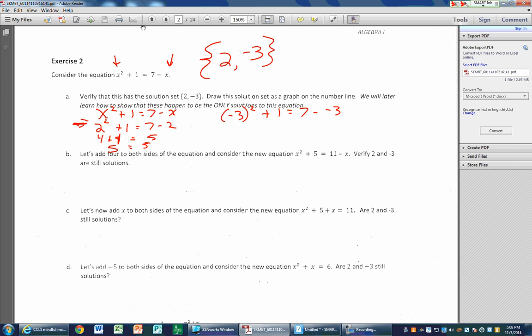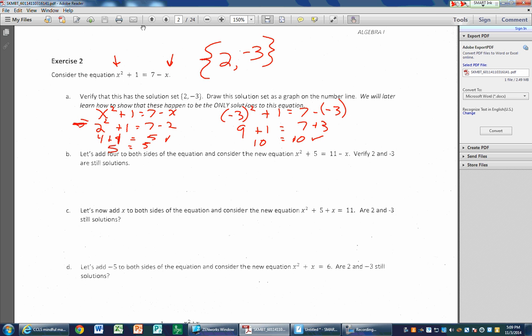Now notice that I have 7 minus negative 3. You can put negative 3 in parentheses. Don't do minus minus, do minus negative. So that is 9 plus 1, which is 10. This is 7 plus 3, which is 10. So it checks for both of them, yes.